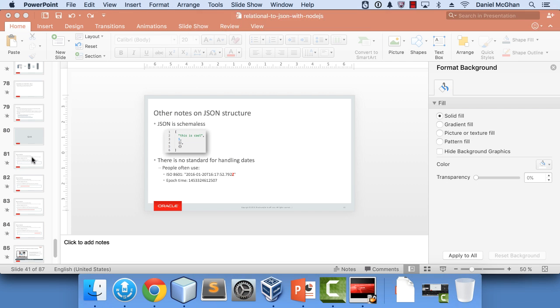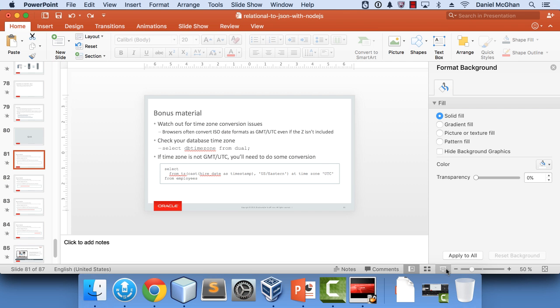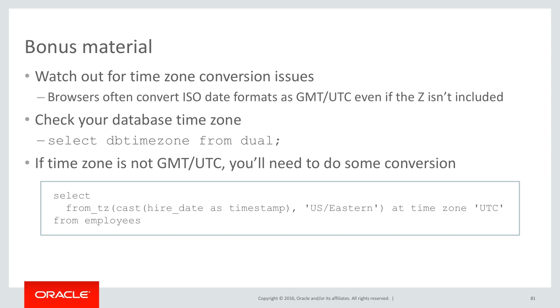And so let me start this back up, and I'll walk you through how you can check that. There's a query here, select DB time zone from dual. That's the easiest way to figure out what your database time zone is. If you are GMT or UTC and you're storing data in standard Oracle dates, you should be fine. When you get the right date format and the ISO format, they should convert just fine at the browser level. However, if you're not GMT or UTC, then you'll need to do some kind of conversion almost certainly.